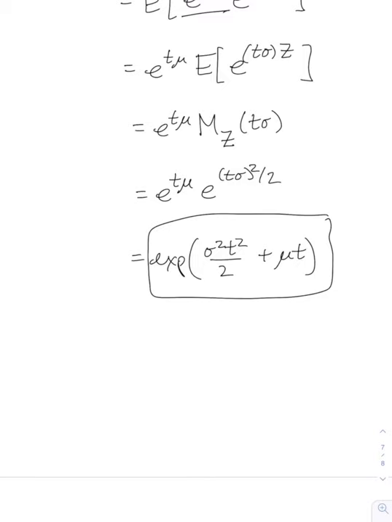I want to talk about some important properties of the moment generating function and what we use it for. We're going to make one more part here. I think the next part will probably be the last part of this whole chunk of material.